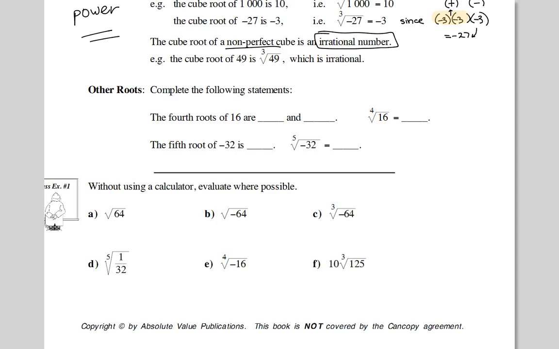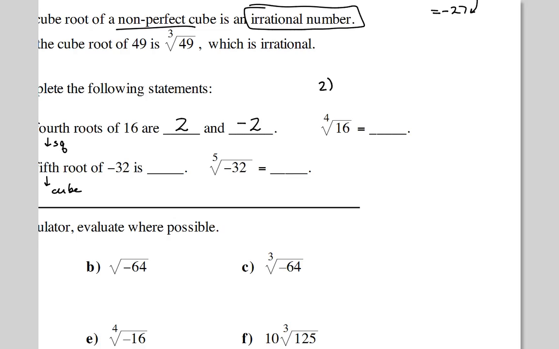Okay, so other roots. This just extends to the fourth root, which is similar to the square root, and the fifth root is similar to the cube root. The only difference is the index. So what's the fourth root of 16? 2 and negative 2. Why? Because 2 times 2 times 2 times 2 is 16. What was the index in the power? It's a fourth root. So you can see here, fourth power, fourth index. You write out the 2 four times. Okay? This would also work for negative 2.